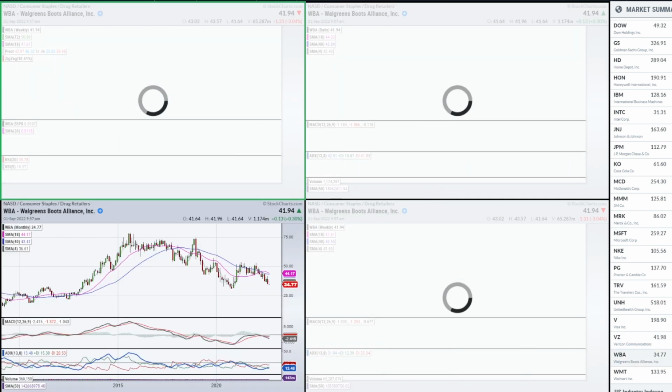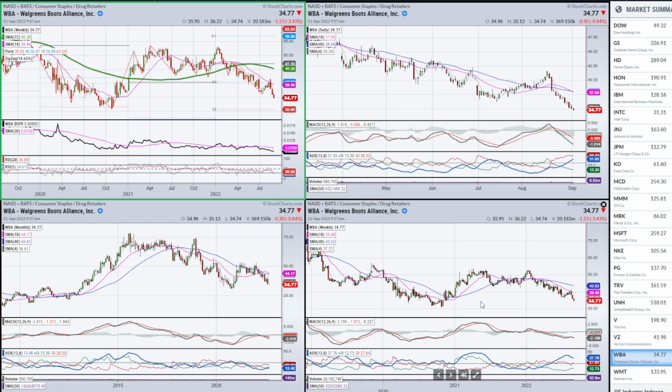WBA is coming back down to test these lows. It's trying to make this big turn on a long-term chart, but it's coming down to test. And again, there's no sign of buyers on the weekly or the daily, so no rush to be in any kind of hurry on this.